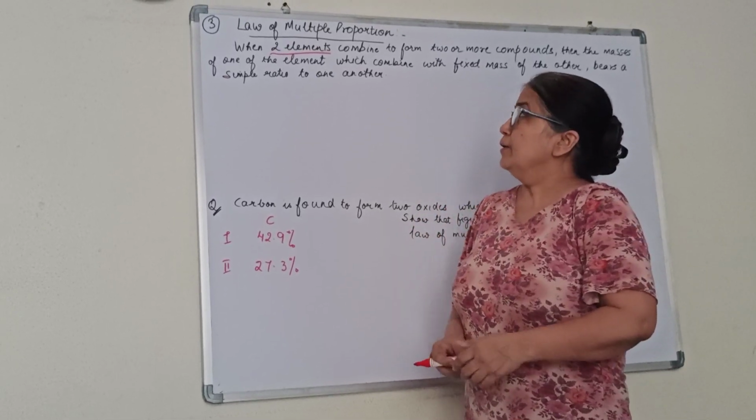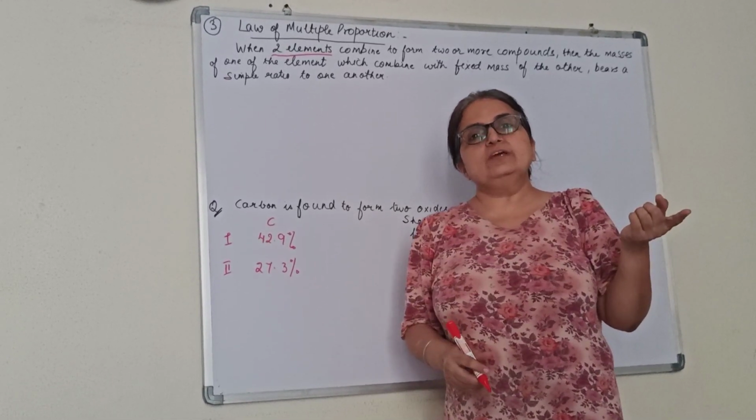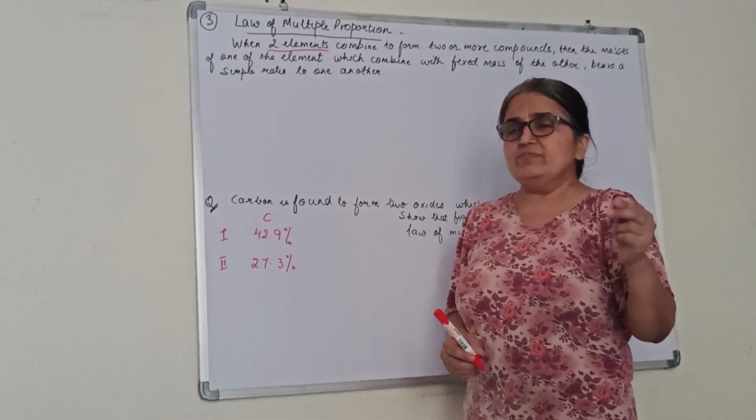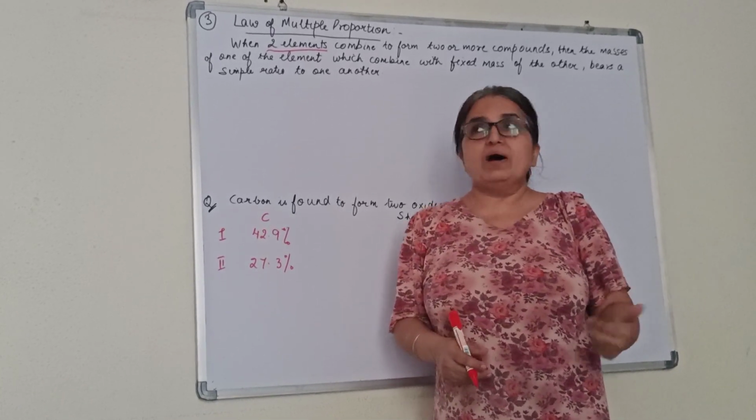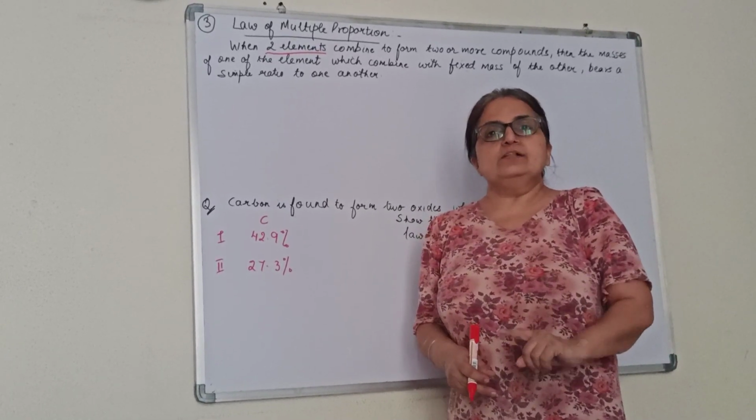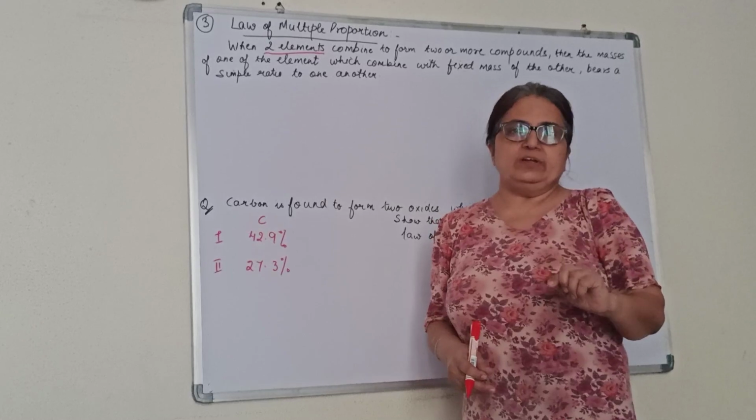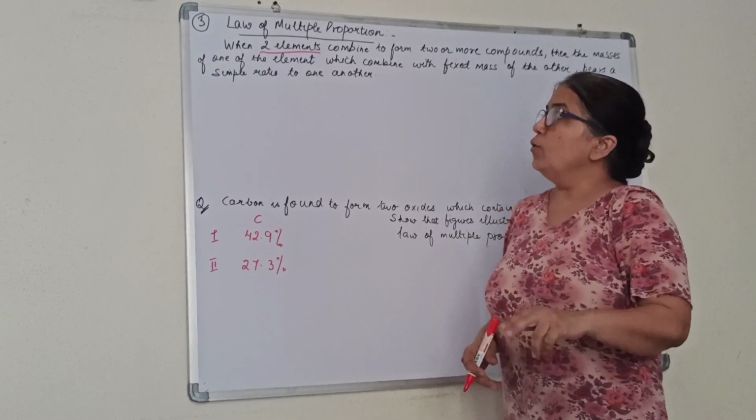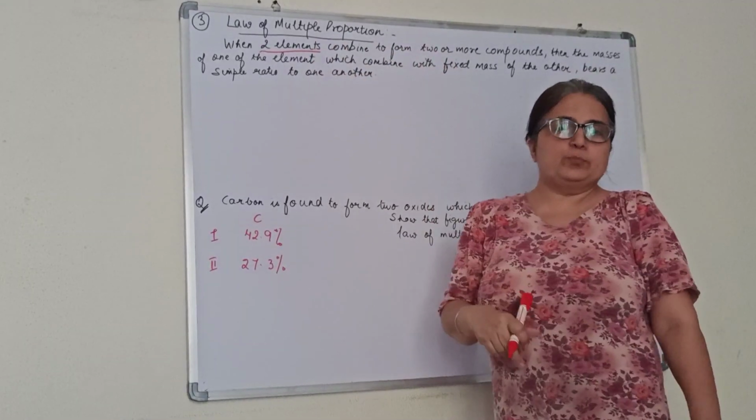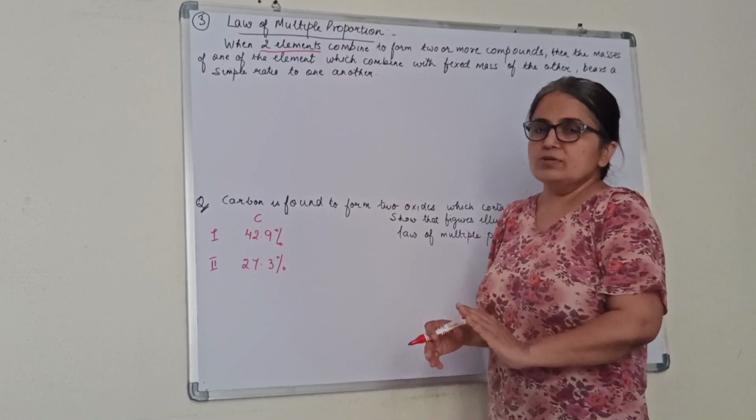Students, I hope you have followed the two laws of chemical combination which we have done earlier. We have done the law of conservation of mass and the law of definite proportion. Please practice the numericals on all the laws properly to gain more confidence. Now we are doing the third law, the law of multiple proportion. First we will see what the law says.